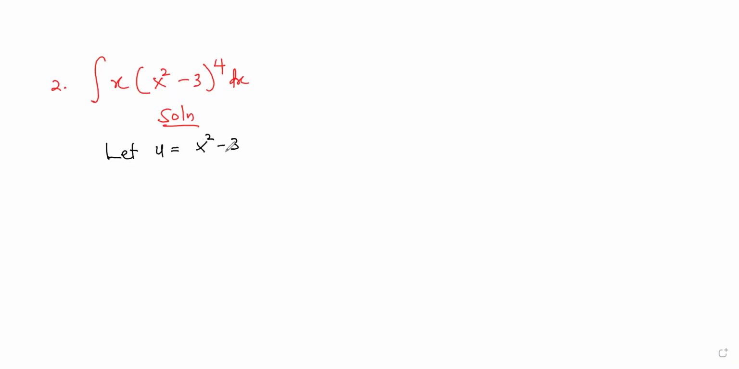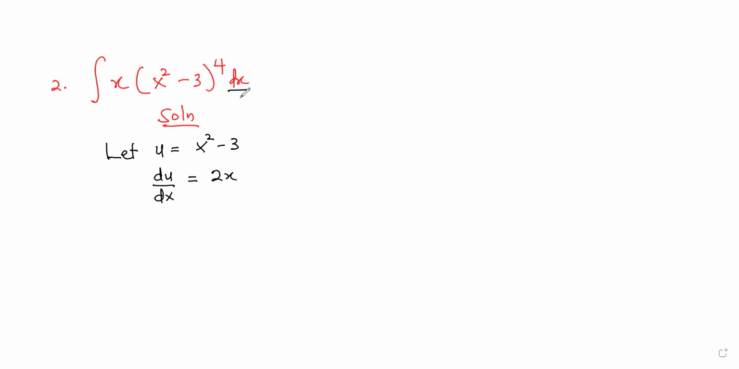Let's take another question. So if I have the integral of x into bracket x squared minus 3 raised to the power 4 dx, how do we solve a question like this? First of all, this is like a function of a function. So we say let u equal to x squared minus 3. You differentiate u with respect to x, you're going to have 2x.